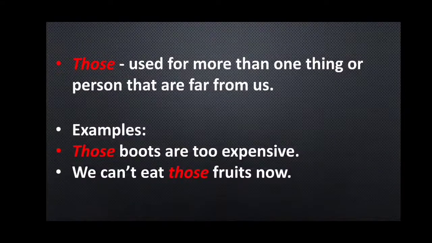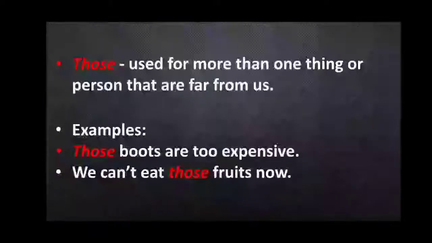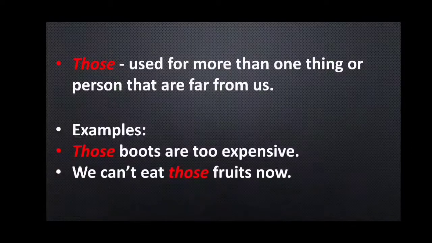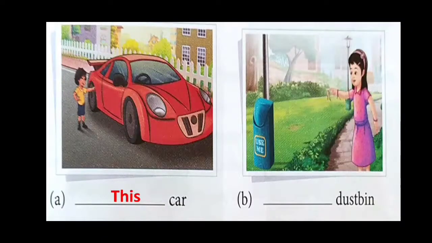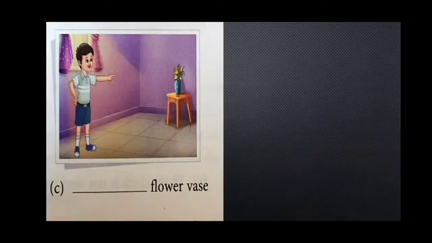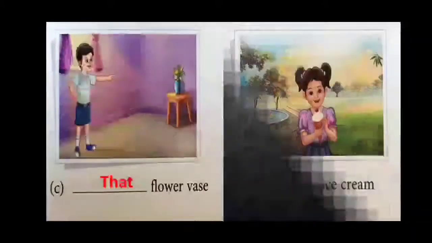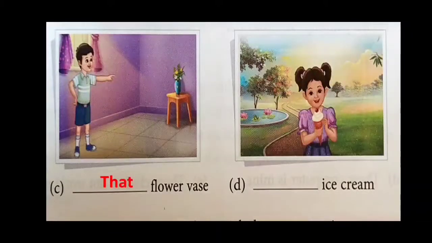Children, look at the pictures given in your textbook on page number 33. Here we have to fill in the blanks with the words this or that. The first picture is that of a car. So the answer is this car. The second picture is that of a dustbin. So the answer is that dustbin. The next picture is that of a flower vase. So the answer is that flower vase. The last picture is that of an ice cream. So the answer is this ice cream.